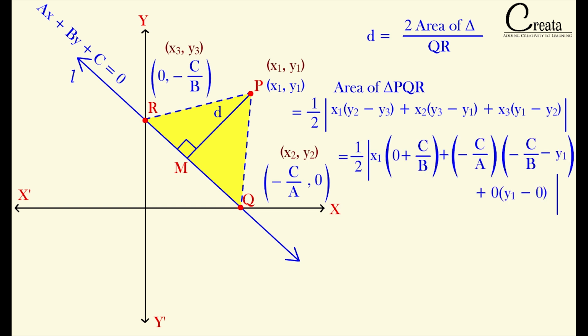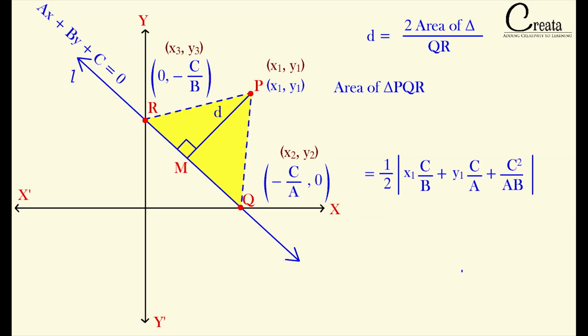Let's put the values. On putting the values and solving, we got the area of the triangle as half times mod of x1 into c by b plus y1 into c by a plus c square upon ab. Okay, we got the area of the triangle.